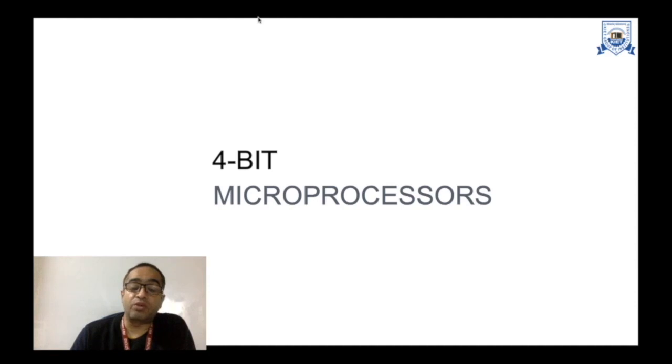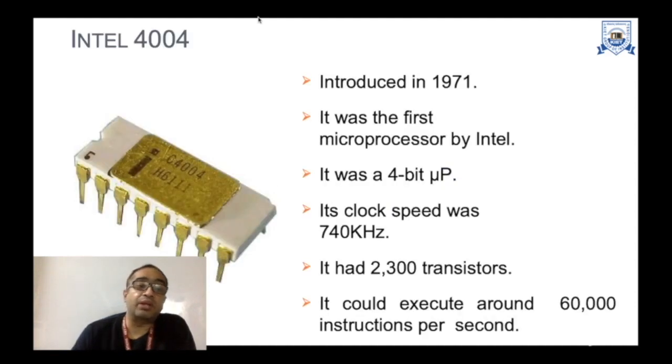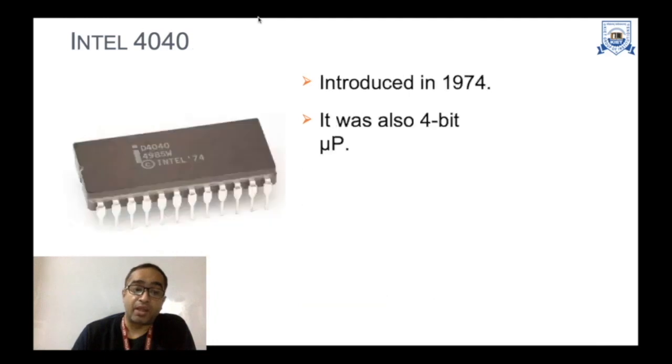So first we talk about the 4-bit microprocessors. Intel designed the 4004. It was introduced in 1971. It was the first microprocessor by Intel. It had a clock speed of 740 kilohertz, 2,300 transistors, and it could execute around 60,000 instructions per second. It was really remarkable at that point.